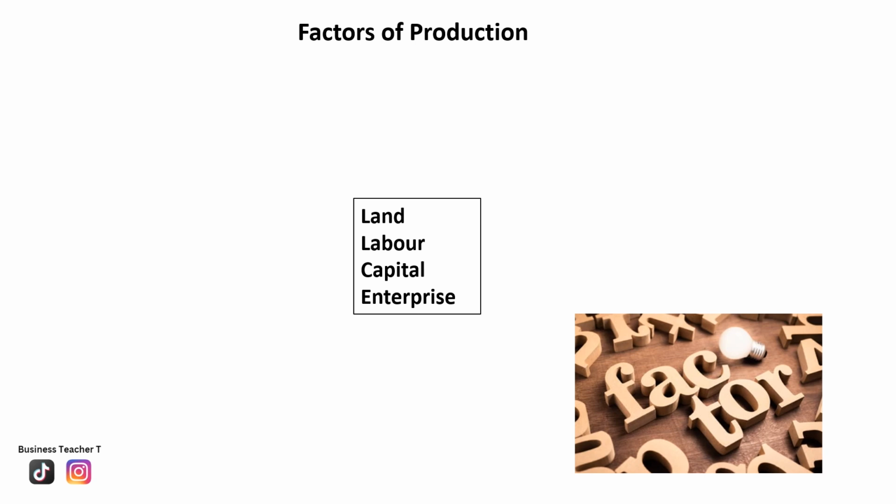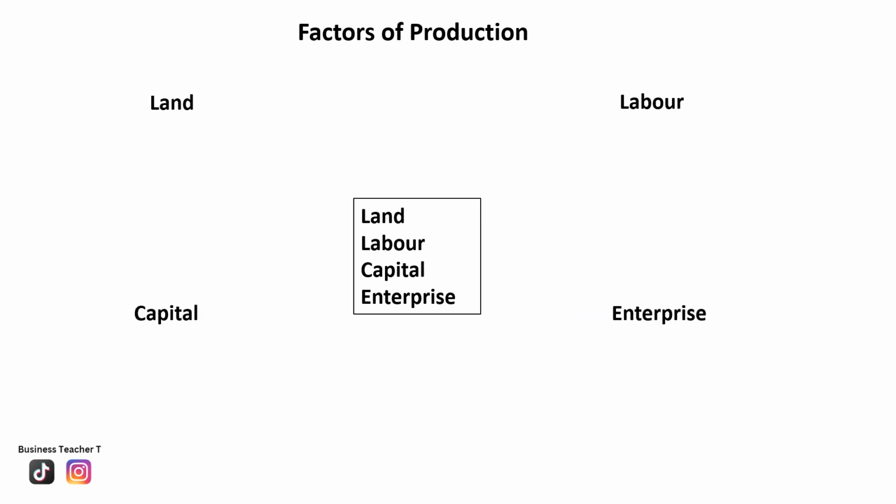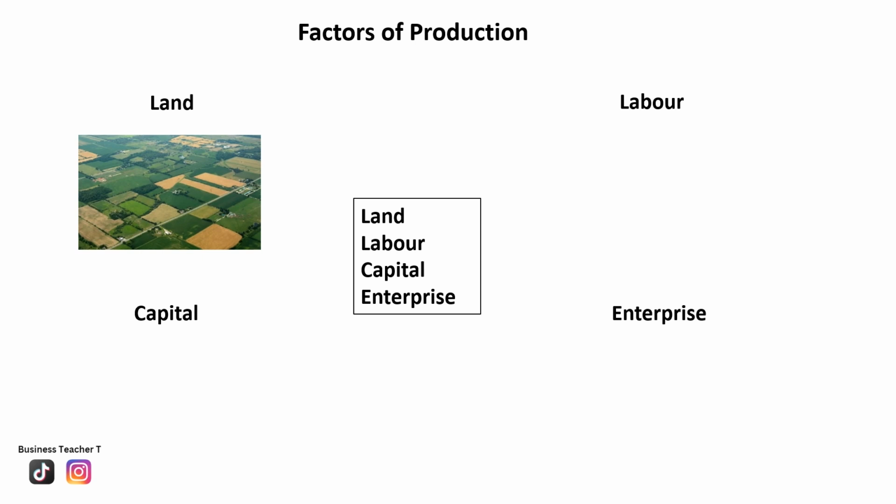The factors of production are the resources used to produce the goods and services in an economy. They are traditionally grouped in 4 categories: land, labor, capital, and enterprise. Land. This factor includes natural resources such as minerals, water, and fertile land. These resources are finite and their availability can significantly impact the production capacity of an economy.